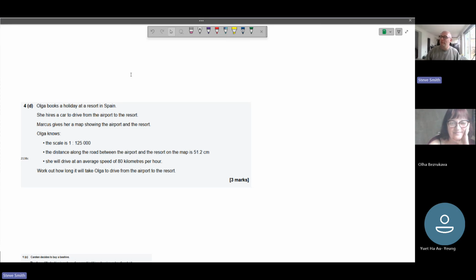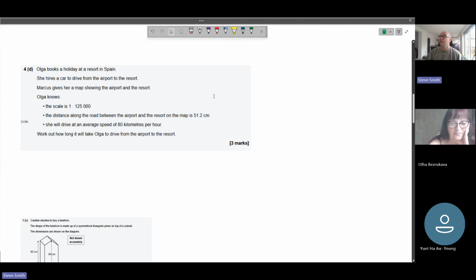Marcus gives her a map showing her the airport and the resort. Olga knows that the scale is 1 to 125,000. The distance along the road between the airport and the resort is, on the map, 51.2 centimeters. She will drive an average speed of 80 kilometers per hour. Work out how long it'll take.